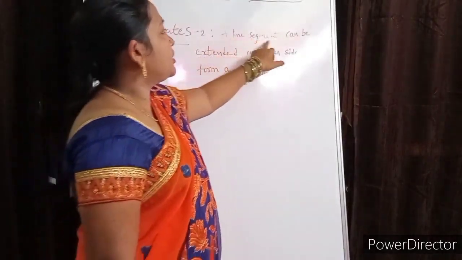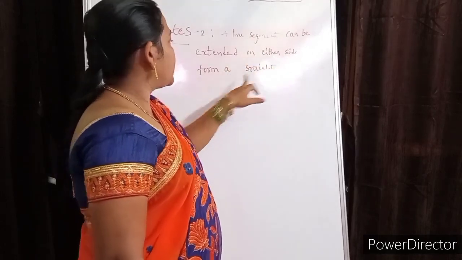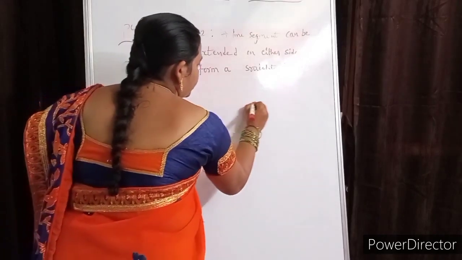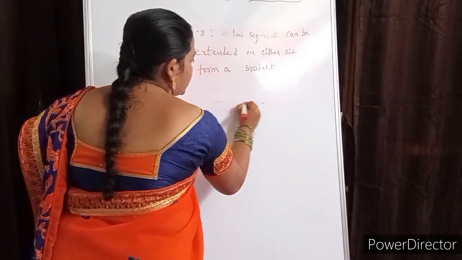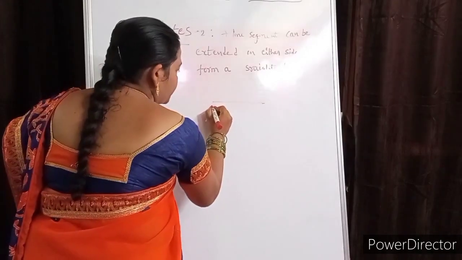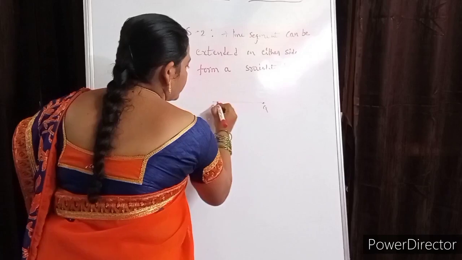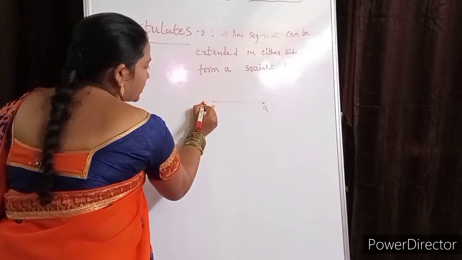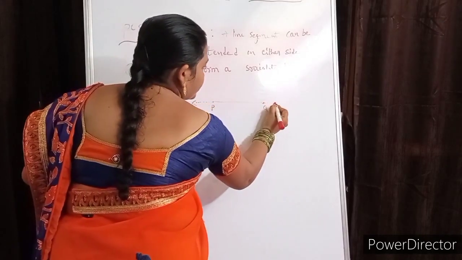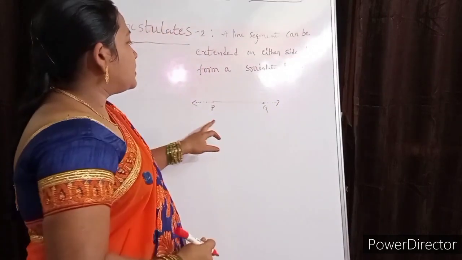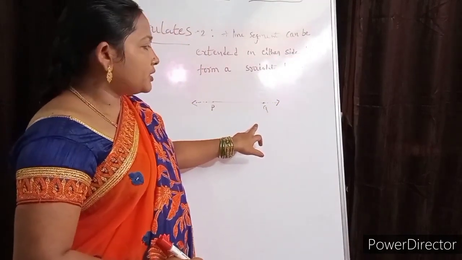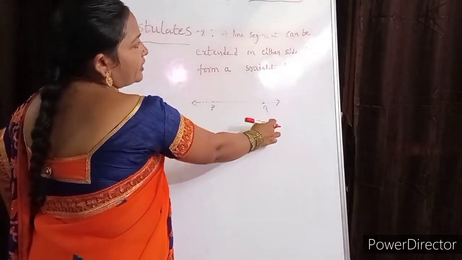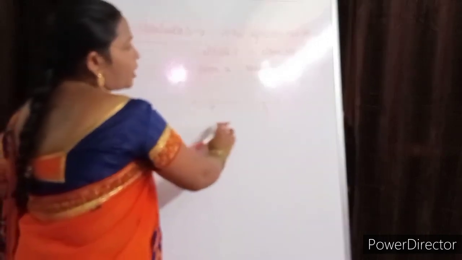Postulate 2. A line segment can be extended on either side to form a straight line. First of all, draw a line segment PQ. Extend both sides. Does it have any endpoints? No. A line segment can be extended on either side to form a straight line.